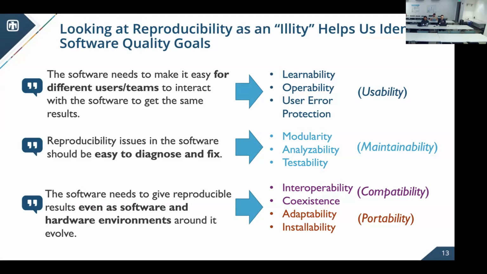In the same way, if there are issues with reproducibility that we can fix them easily, that's a maintainability issue, right? We can be looking at, well, how are we structuring the code? We can think about, is it easy to analyze? Are we writing code that is testable? Are we defining tests around that code to protect the behaviors we want to protect against unwanted change?